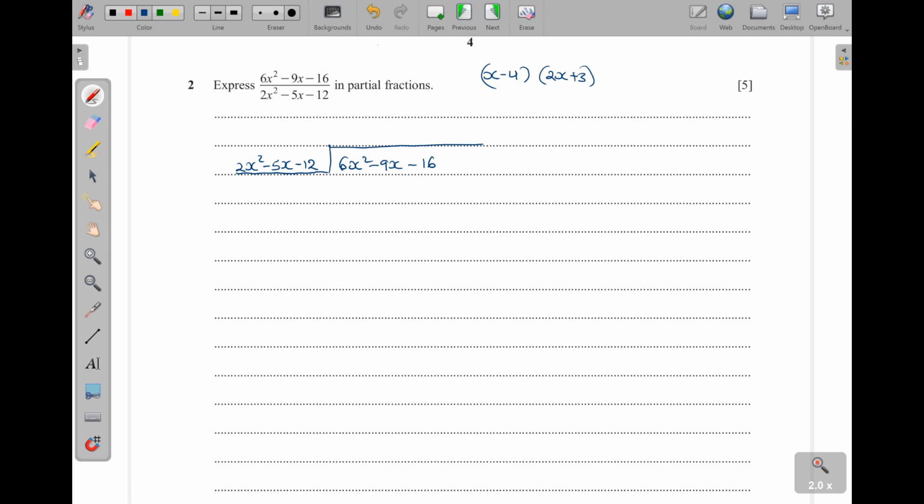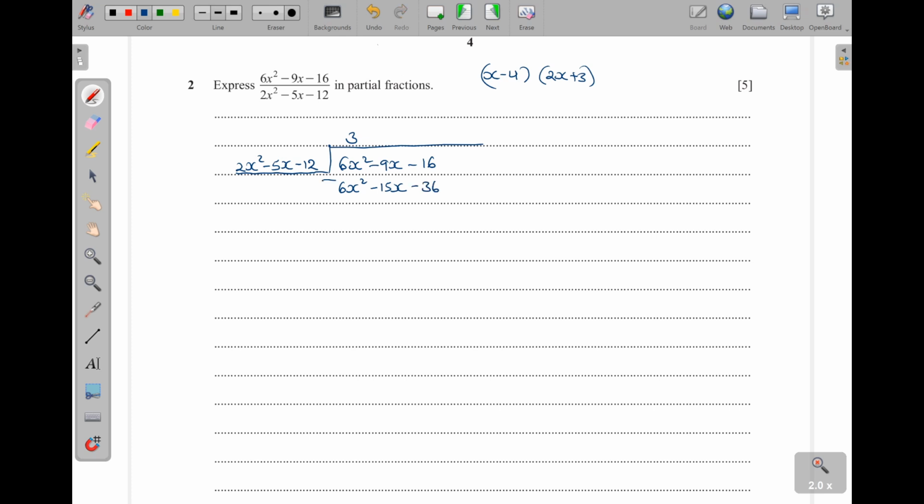Now, when we are long dividing, you divide the first term by the first, and the rest you multiply. So 6x squared divided by 2x squared, you will get 3. Then the rest, I'm going to multiply by the 3. So I'm going to have 6x squared, then negative 5 times 3, that is negative 15x, and then negative 12 times 3, you'll get minus 36.